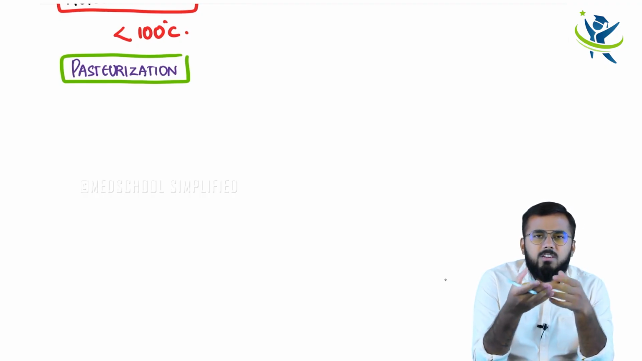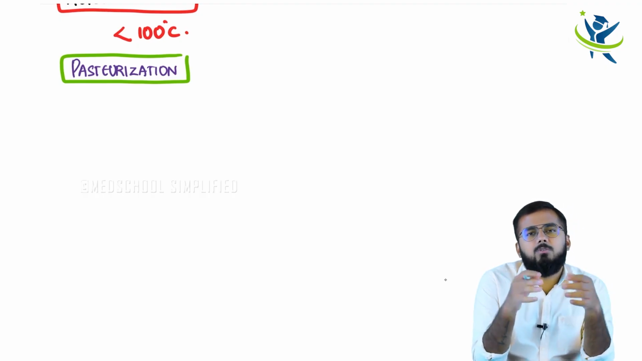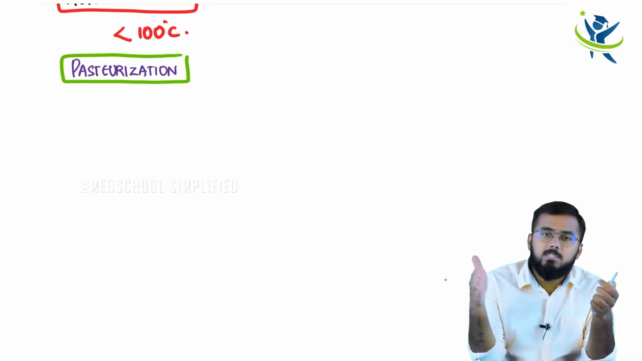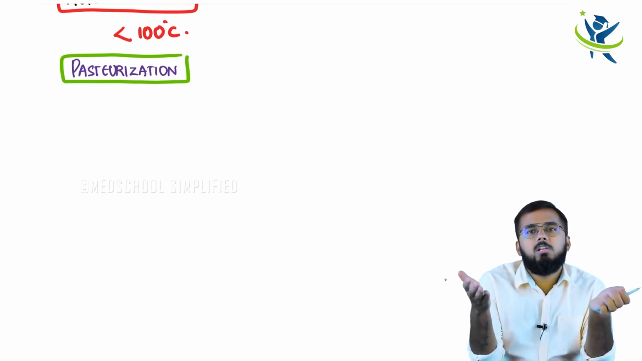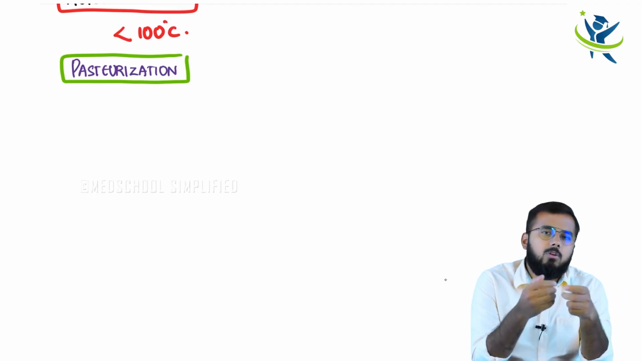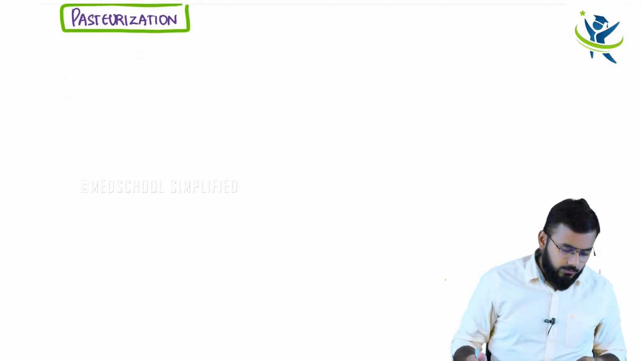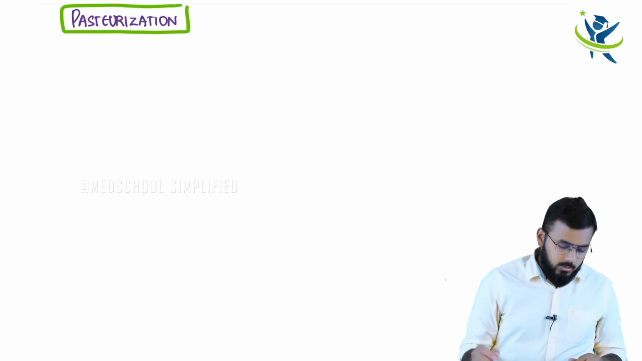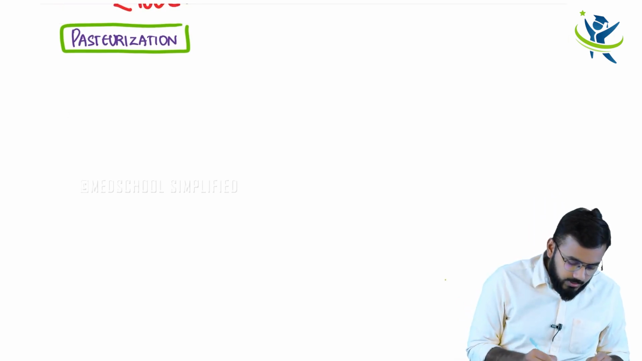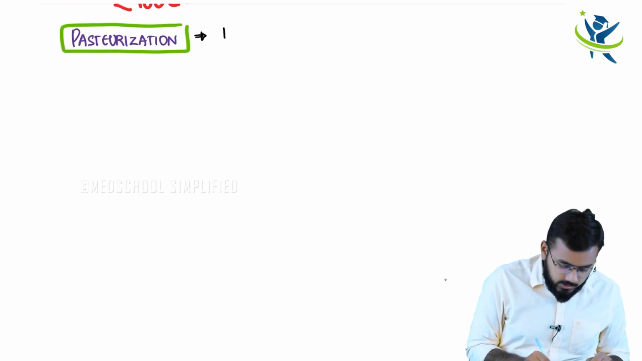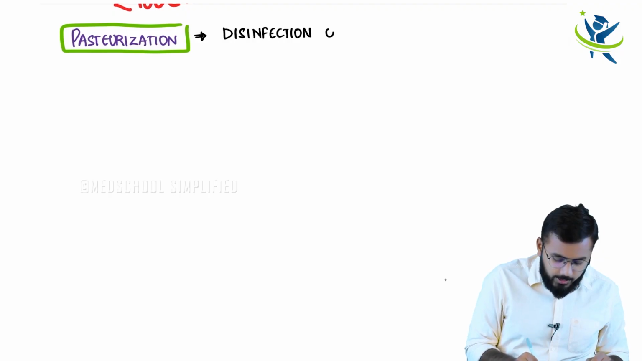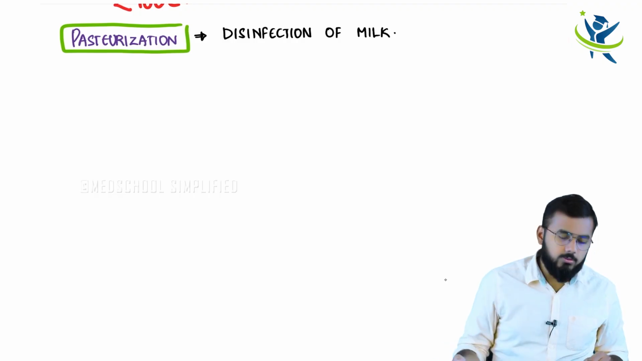Why are you doing this? You wanted to increase the shelf life of the milk. To increase the shelf life of the milk, you have to kill the microorganisms, or else microorganisms will completely damage the milk. So we use pasteurization. Pasteurization of milk is simply used for disinfection. What is pasteurization? Pasteurization of milk is nothing but disinfection of milk. I hope you understood now.